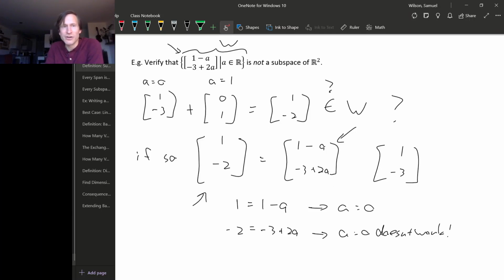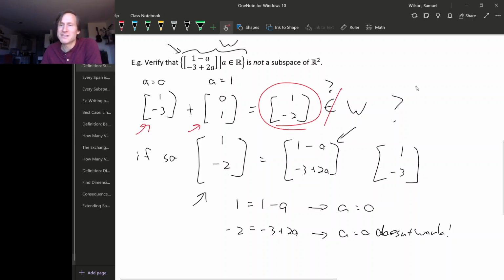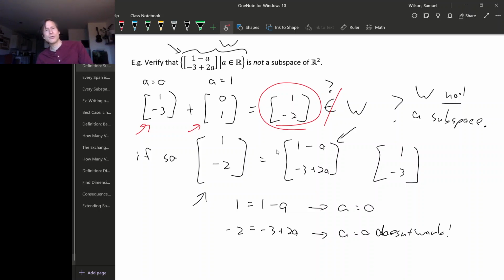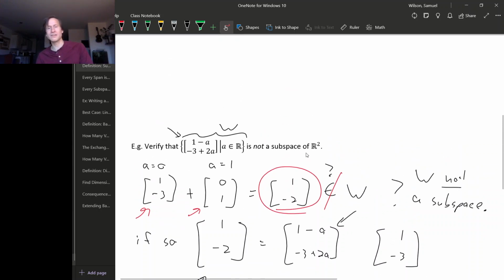So this vector, this 1, minus 2, it was a sum of two things in W, but it is not itself in W. And that means that W is not a subspace, because it's not closed under addition. In fact, it doesn't contain the 0 vector either. So, in terms of properties of a subspace, this is how we can check if a collection of vectors is a subspace.